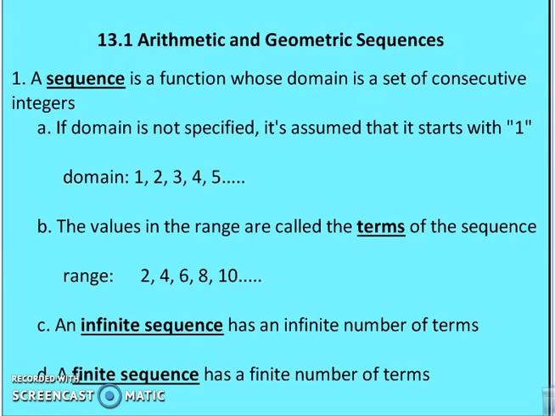So sequence is a function. Domain is consecutive set of integers. We're going to assume that that starts with 1, so 1, 2, 3, 4, 5, 6, etc. The terms are the outputs, part of the range. And the range will correspond to the outputs corresponding to the inputs from the domain. You either have an infinite sequence or a finite sequence, depending on how we define that sequence.